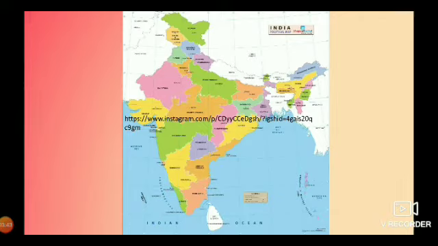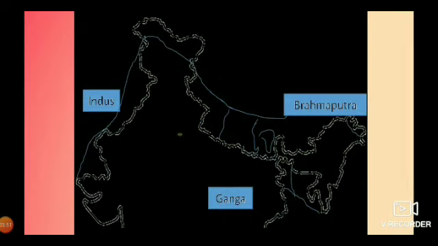Okay, so next, what's special about northern plains? So why is it that we say the northern plain is so fertile? Why is it so? This northern plain is formed by the deposition of alluvium soil. Okay, here the soil is called the alluvium soil.